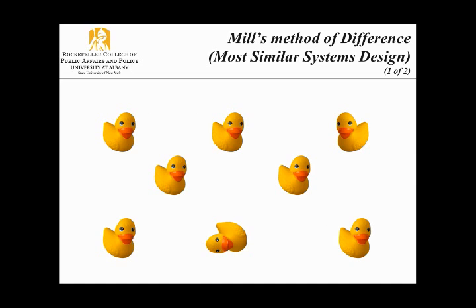Now let's take a look at Mill's method of difference, or most similar systems design. Again, a simple way to remember this method is to imagine that you are looking for the yellow rubber ducky that happens to be different in the vast sea of similarities. So which yellow ducky is not looking in the right direction? That's what you're looking for.